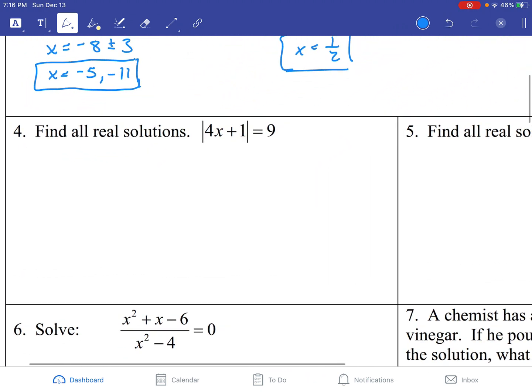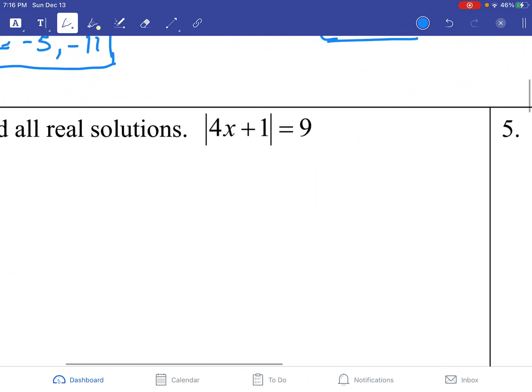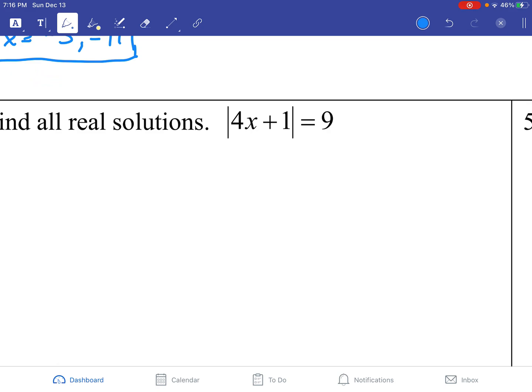All right, next, solving absolute value equations. Because you can have 2 separate answers coming out of absolute value equations, one being positive, one being negative, and they will both become a positive answer, you have to account for that when you're solving these. So you're going to make 2 separate equations. 4x plus 1 equals 9. And then 4x plus 1 equals negative 9. And now we just solve them both.